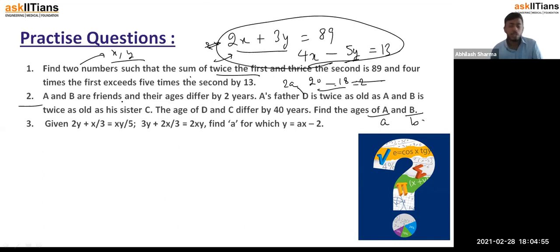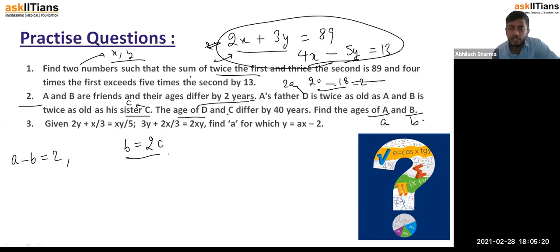Okay. So look, please understand this carefully. Their ages differ by 2 years means A minus B is equal to 2. And now please understand this carefully. B is twice as old as his sister C. So let's say if his sister's age is C, then B is equal to twice C. Okay, that's something that is given to us.